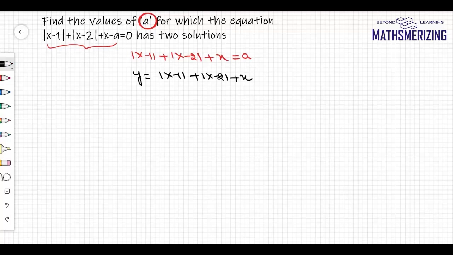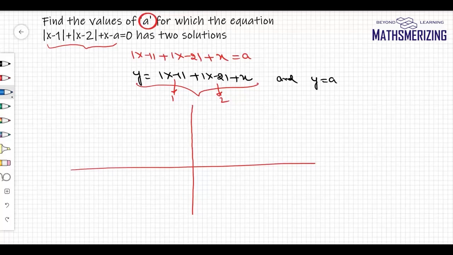So I'll draw the graph of y equals |x − 1| + |x − 2| + x, and I'll draw the graph of y equals a. So we have already drawn such graphs in previous lectures. So here definition changes at 1, and here definition changes at 2. So I'll draw the axes. I'll find the values. When x is 1, value of y is 2. And when x is 2, value of y is 3. So I'll mark these points. So when x is 1, y is 2, I'll join this portion of a straight line.